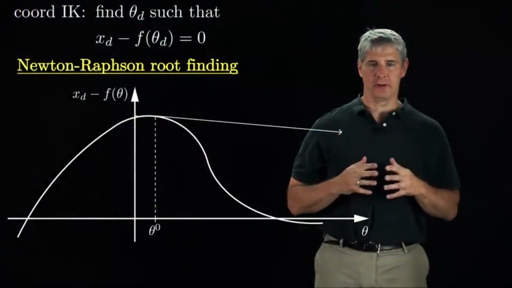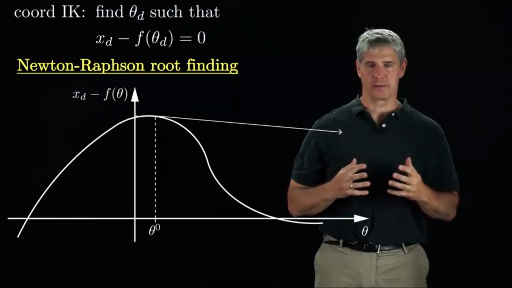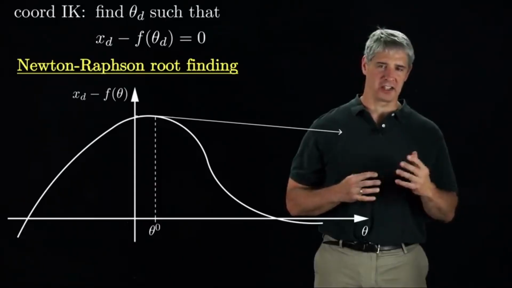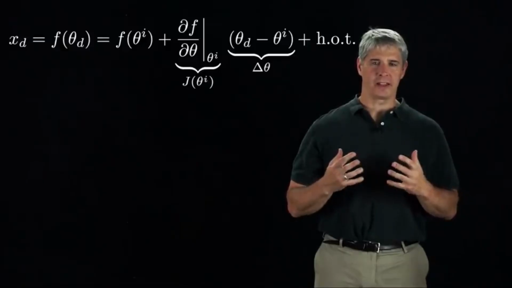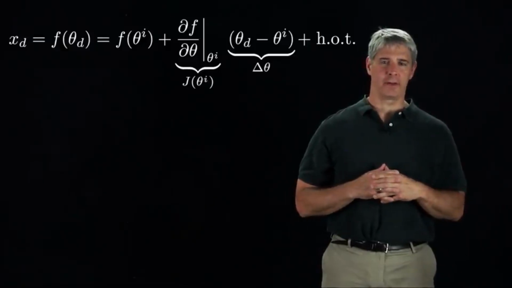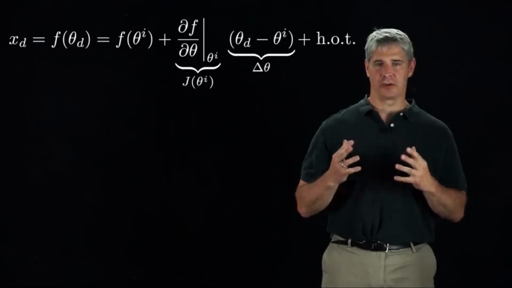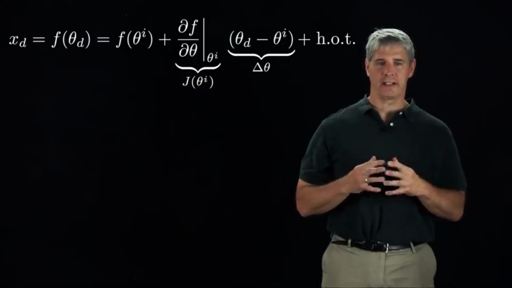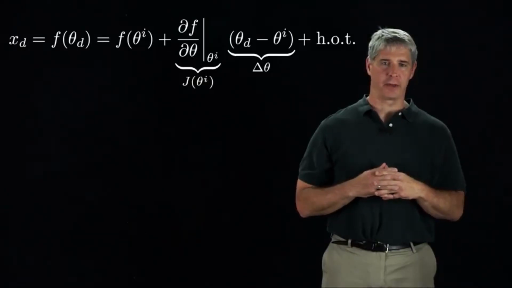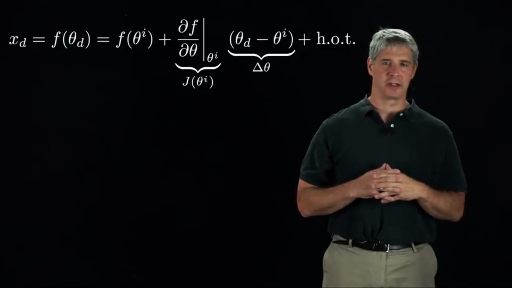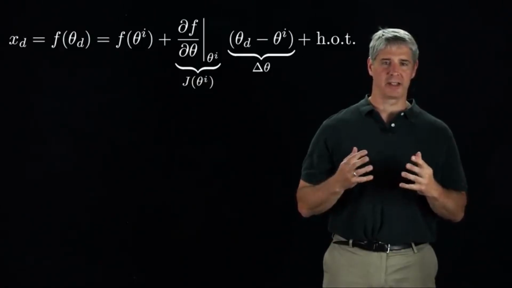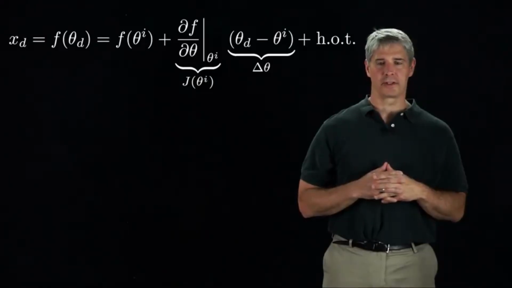To generalize the Newton-Raphson procedure to vectors of joints and endpoint coordinates, not just scalars, we can write the Taylor expansion of the function f of theta around theta d, as shown here. F of theta d is equal to f of theta I, where theta I is the current guess at the solution, plus the Jacobian of f evaluated at theta I times delta theta, plus higher order terms.